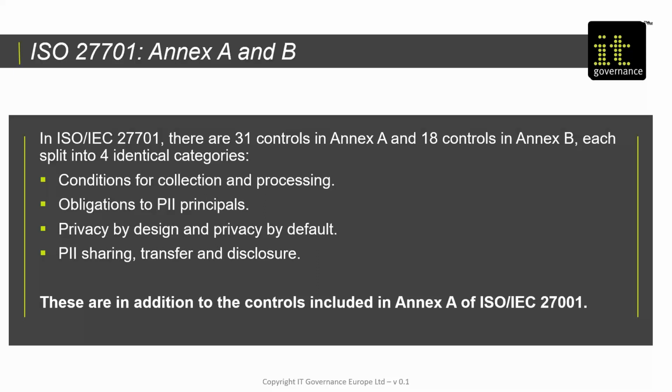So those just give you a flavour of some of the obligations that are outlined in both Annex A and Annex B. But as I said earlier, if you're in any way familiar with the GDPR, you will recognise all of these controls, and it's kind of clear that they have originated from the GDPR. I should point out at this stage the controls in Annex A and Annex B of the PIMS standard are in addition to the controls that you would already be familiar with in Annex A of the ISMS standard.